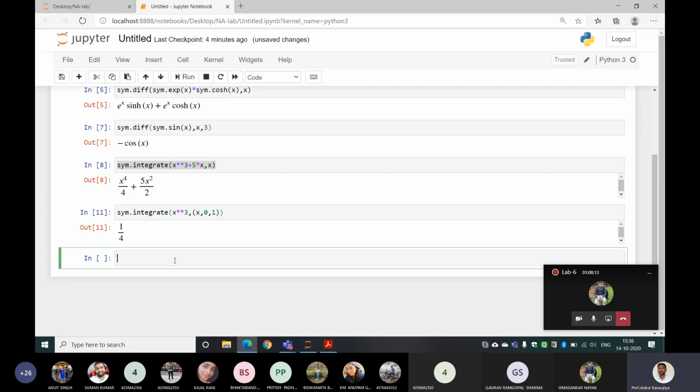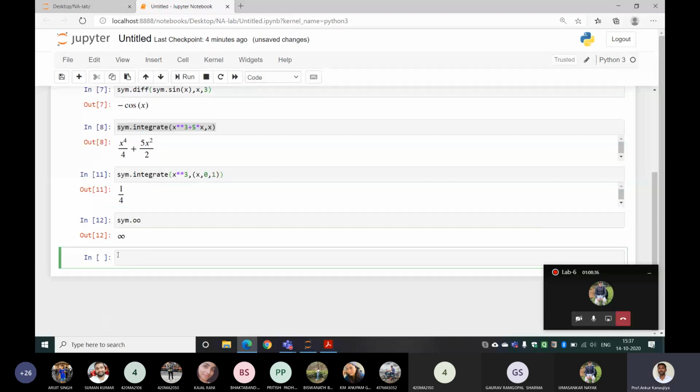So can you integrate e to the power minus x from 0 to infinity? Like by using integration? But here we can't specify the symbol of infinity. Okay, so I will tell how to write infinity. You have to write like this, sym dot double O. This is the infinity in Python. Now it is fine. Now you can integrate. The sym dot double O, that is infinity.